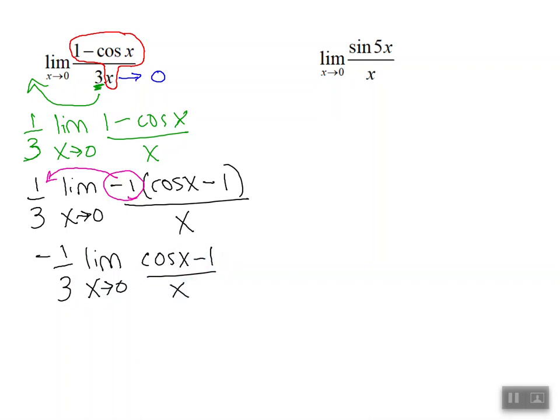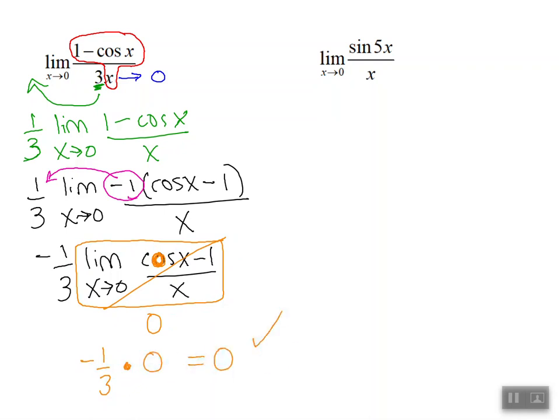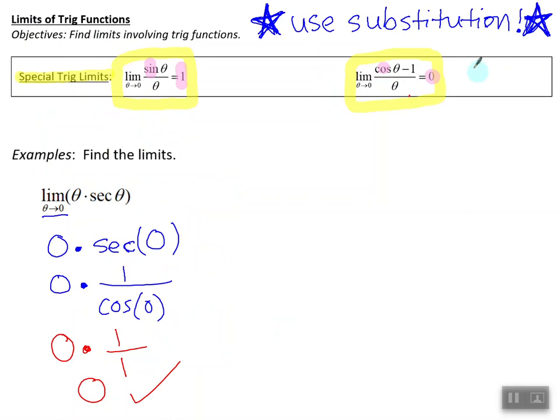Now this does look exactly like our special trig limit, and we remember that because there's a O in cosine, not an O in sine, that this limit is 0. So -1/3 times 0, and that gives us 0. And we did it. Now, I don't want you to feel like every time you come up with 1 minus cosine x, instead of cosine x minus 1, that we have to go through this extra step of factoring out -1.